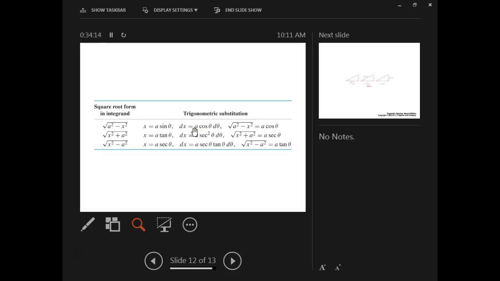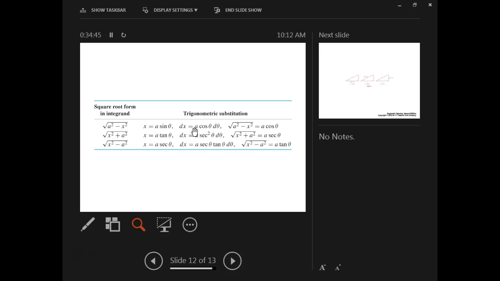All right. Here was the summary. If you have a square root in the integrand, a squared minus x squared, you do a sine substitution. If it's a squared minus x squared, it's just the square root, a sine theta. You just solve one like that. So if it's a squared, then it's a sine theta.